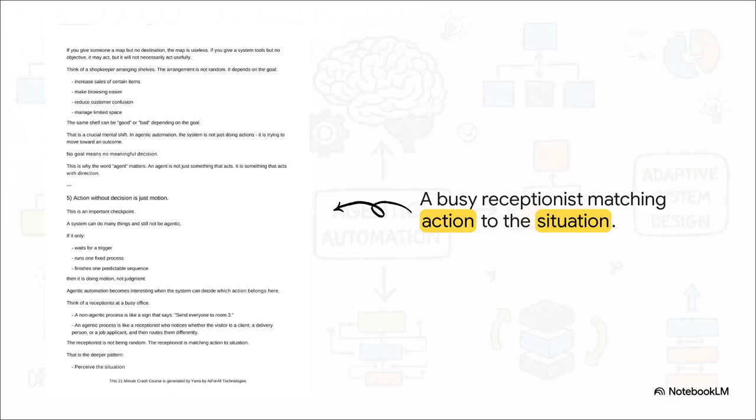Think of a busy office setting to picture this. A non-agentic process is literally just a static sign on the wall that says, "Send everyone to room 3." It doesn't matter who walks in, the output is exactly the same. But an agentic system, that's the busy receptionist who intelligently notices whether the person walking through the door is a high-value client, a delivery driver dropping off a package, or a job applicant. And then they route them entirely differently. The receptionist isn't acting randomly. They are dynamically matching the action to the specific situation.